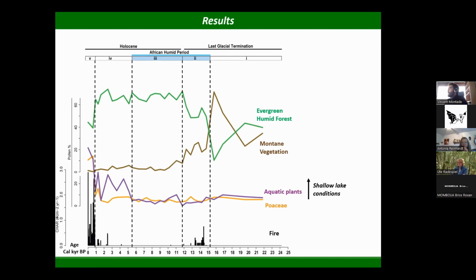It's starting during the last glacial termination, with an important increase of humidity. When we have this increase of rainforest, the rainforest was quite stable, but certainly the precipitation decreased because of the shallow lake condition decreasing, but the rainforest was resilient enough to survive, and the composition was not so much affected.